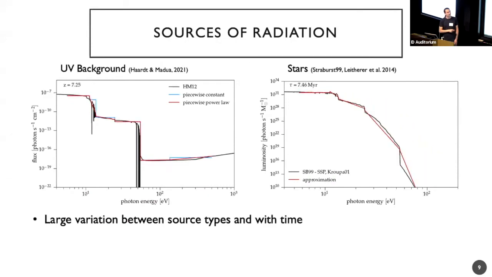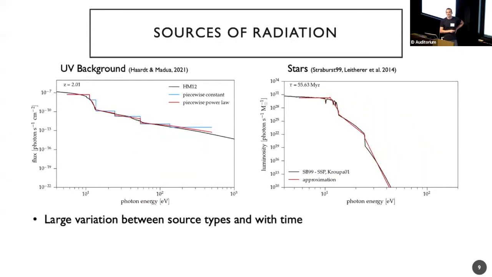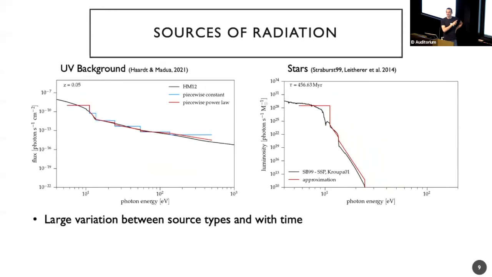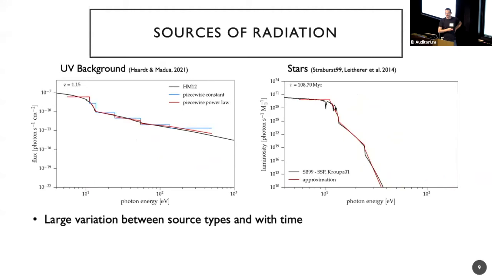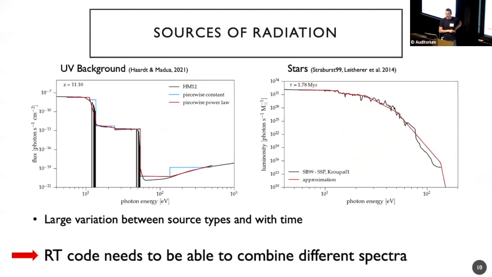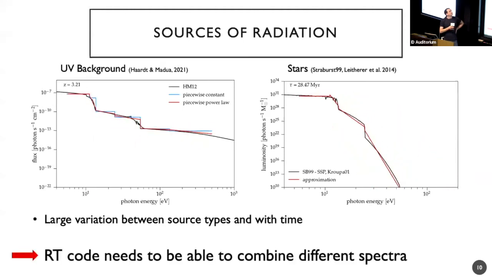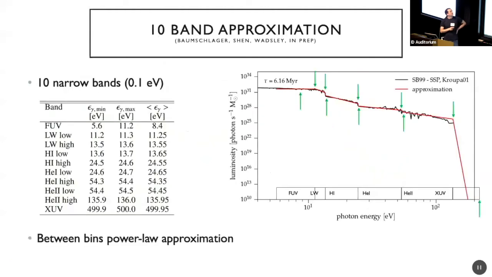If we include the effect of time, it gets a bit crazier. We have to be able to handle all of these variations at the same time by the way we treat the radiation field. So what we came up with is a treatment in 10 bands. I should have said 9 narrow bands and 1 broad band, but it's fine for this.